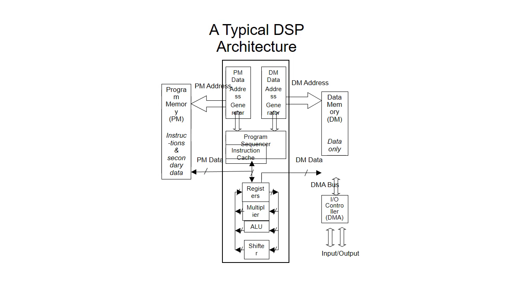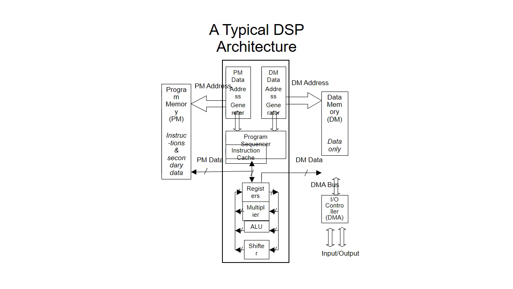So this program sequencer will store the programming methods, and then pass all the data values that have been stored in the program sequencer. After that, it passes into the instruction cache. So the instruction cache will move the instructions to the registers, multipliers, ALU and shifter.